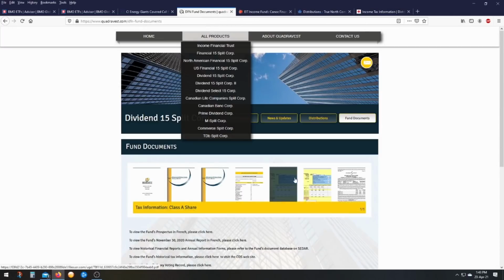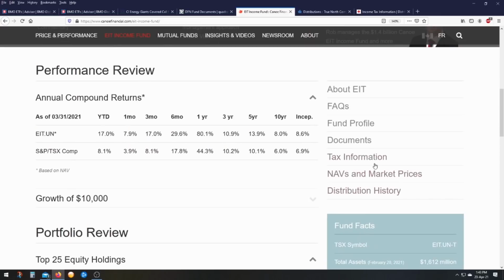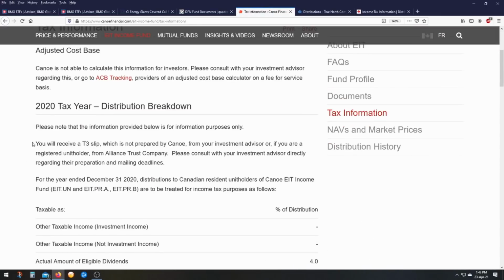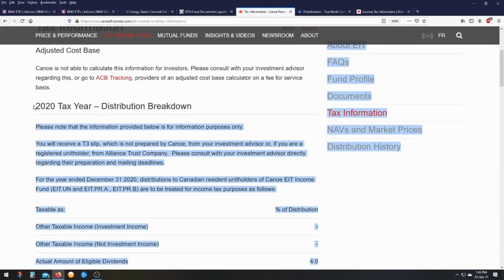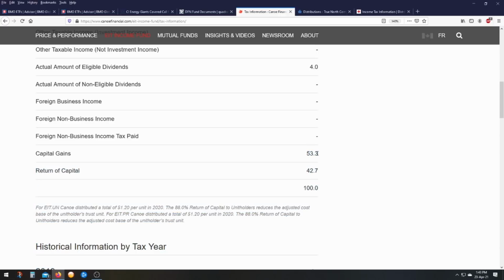So there's another example. Let's go to Canoe EIT. This is a closed-end fund. Where do we find the information? Right on their website. All you got to do is click here, tax information, and you actually have the distribution breakdown for 2020. So out of the whole distribution or the dividend for the year, 4%, very low amount, will be considered eligible dividends. 53%, the majority, it will be considered capital gains, and 42% return of capital. So here's the combination for Canoe EIT, one of my favorite, if not my favorite, closed-end fund.